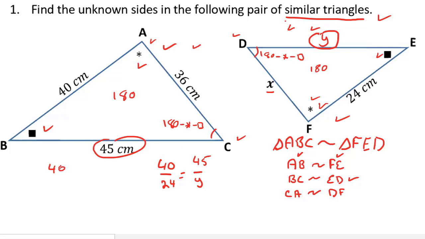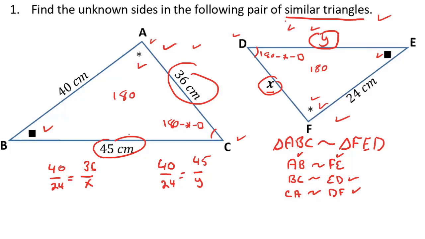And our second proportional statement, again, we're going to start with AB over FE, and this time we want to figure out what X is, which is DF, and these are the corresponding sides we're going to use this time. So on the bottom we have X, which is DF, and the corresponding side to DF is CA, and we know that CA is 36. Let's solve for X first.